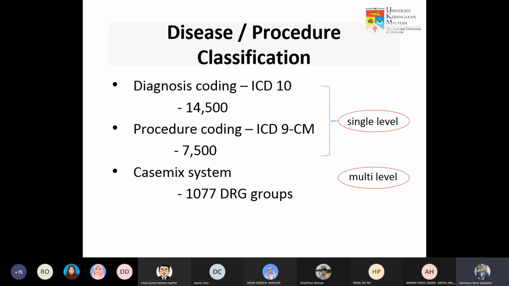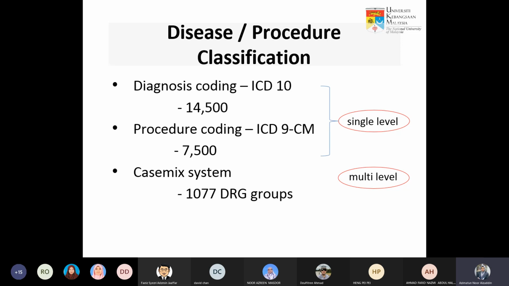So disease and procedure classification currently in HUKM kita punya disease coding ICD-10 kita ada 14,500 code ya. Kemudian procedure coding kita gunakan ICD-9 CM kita ada 7,500. Kemudian untuk Casemix system bila kita groupkan kita ada 1,077 DRG groups ya. So this is apa dia untuk my DRG di HUKM.